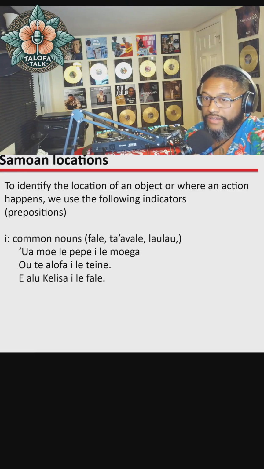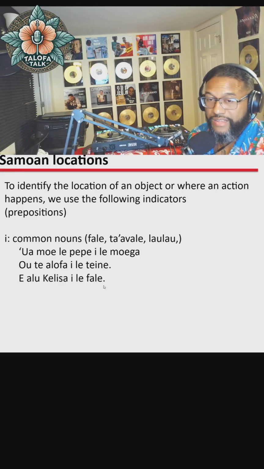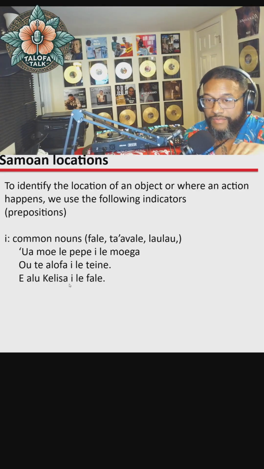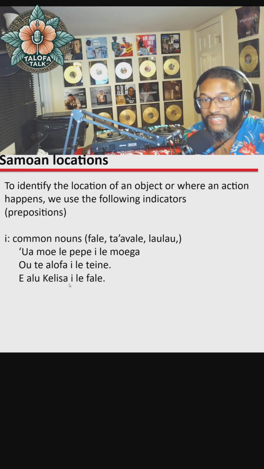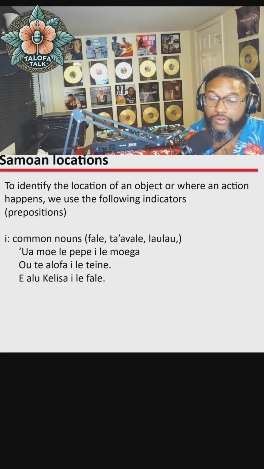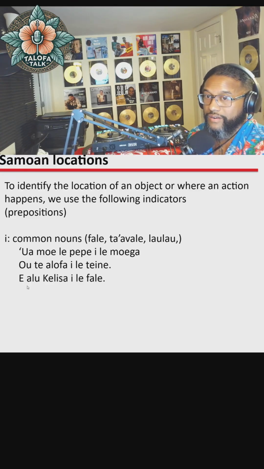Same with this one right here. We have someone named Kelisa. Kelisa ealu. Kelisa goes where? Where does she go? I le fale. Ealu Kelisa i le fale. So Kelisa goes to the house. Maybe she goes every Tuesday, every Wednesday, whatever. But this is what she does habitually. That's why we have the e on that.